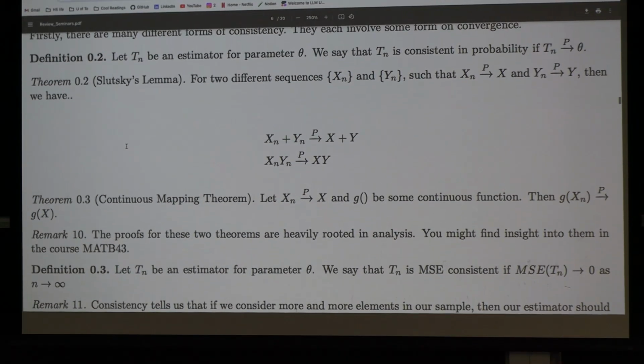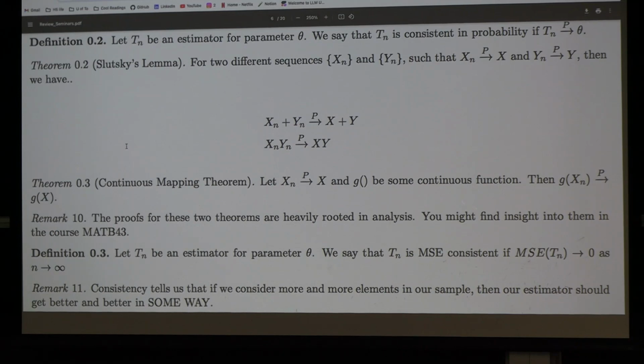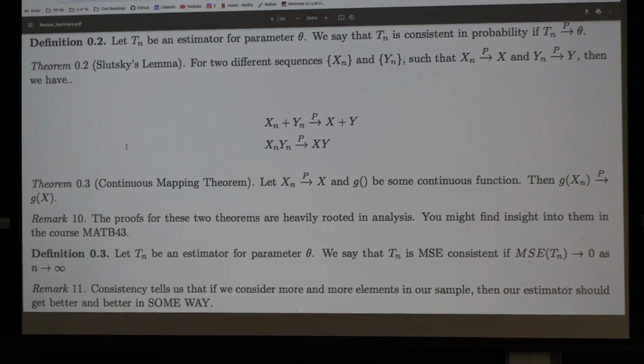Now, something that is more important, I think, because convergence in probability is very finicky to deal with. It's dealing with limits, it's dealing with probability functions. People tend to use MSE consistent in place of consistency in probability. That is to say, your estimator Tn is MSE consistent if the mean squared error of Tn approaches 0 as n approaches infinity, which is to say intuitively that the more samples from our population we consider, the higher n goes, the closer we are to the true value, and our error gets lower and lower.